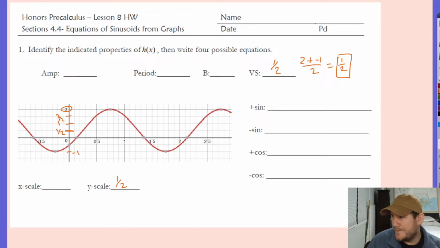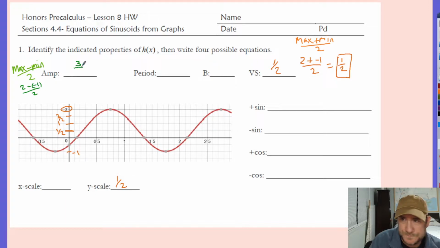Now to find the amplitude, if it wasn't obvious, then you would do max minus min over 2. These are pretty easy to confuse, right? Over here, what you're doing is the average. So it's max plus min over 2. That'll find you the vertical shift. Amplitude's a different formula. You're going 2 minus -1 over 2. That's giving you 3 over 2.